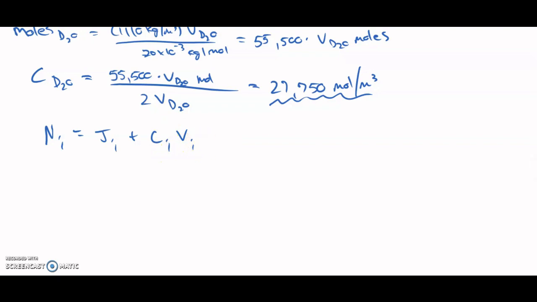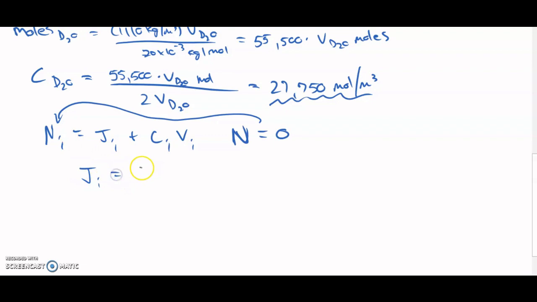And as we said at the beginning, we know that the overall molar flux for each component is going to be 0 since it's a closed system. So we can plug that in there, which will leave us with our molar diffusion flux equals the concentration of I times the velocity of I. And then we can rearrange this, so we solve for VI. So VI is equal to JI over CI.